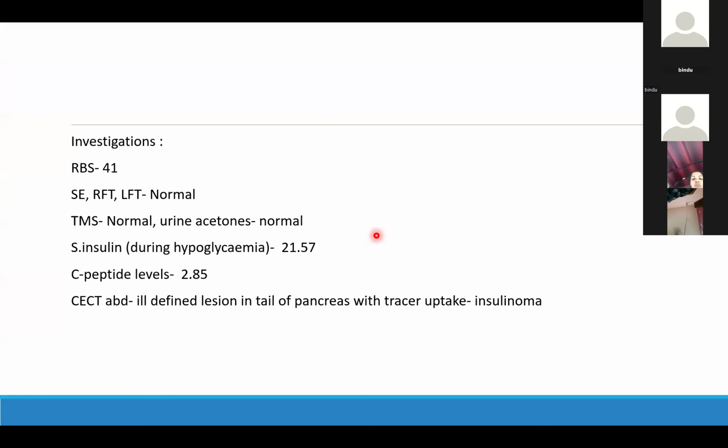Further, during the event, the patient had an RBS of 41. Electrolytes, RFT, and LFT were normal. Serum insulin was at the higher normal range, and C-peptide levels were high. And CT abdomen showed an ill-defined lesion in the tail of the pancreas with tracer uptake, suggestive of insulinoma.